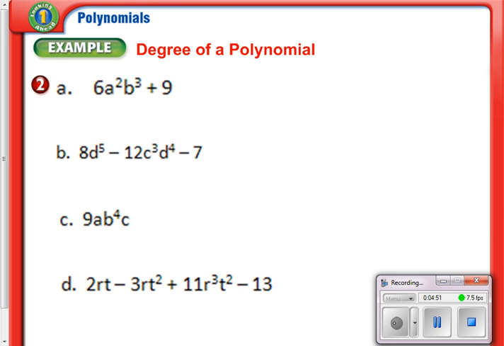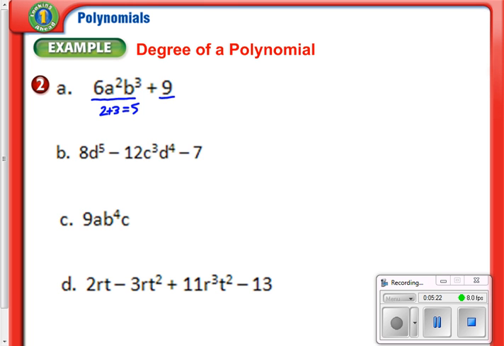Here's how you break your degree out. In A, we have 6a squared b cubed plus 9. So you need to figure out, using the exponents, what is the highest degree that we have. All you need to do is add the exponents together. So you have 6a squared b cubed. This is basically 2 plus 3, giving you 5. This 9 is a constant. Okay, that is a constant.